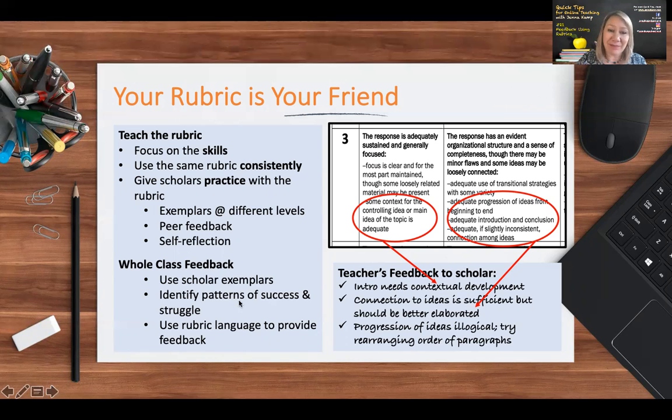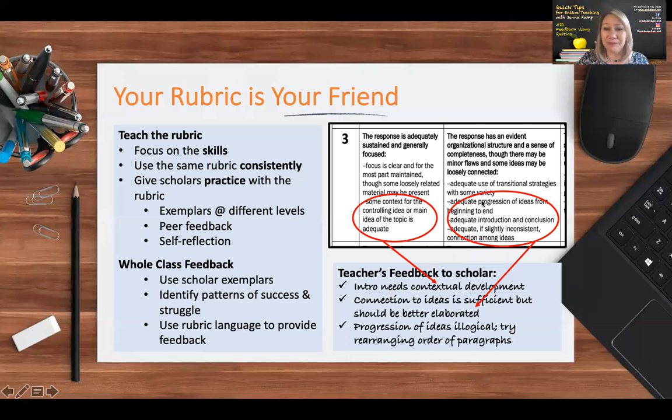You can identify patterns of success and struggle. You can use actual scholar exemplars. I always leave the names off, and I always give the scholars a heads up before I use their work in class. I let them know, hey, I'm using a section to show the class this piece of information, but I never use your names. And I make sure I have their permission to do that. And I also want to use that rubric language specifically in my feedback.